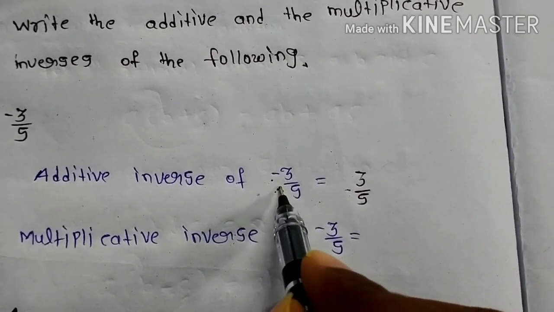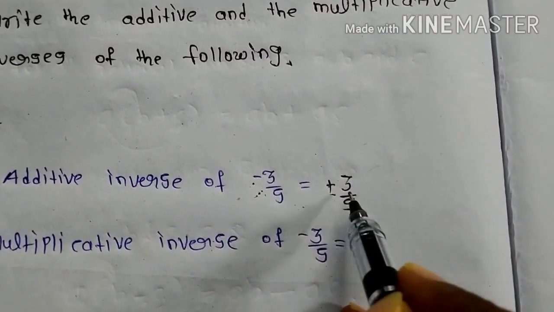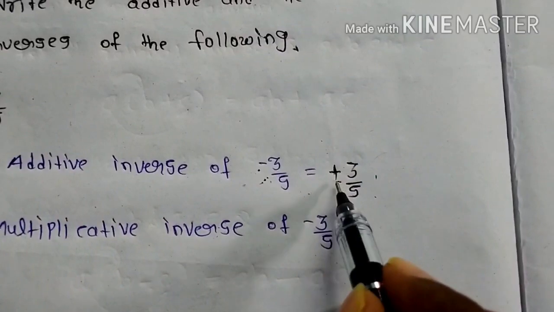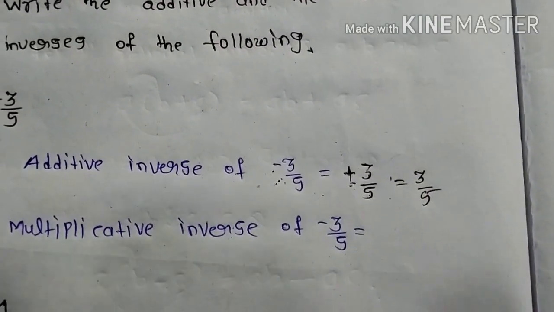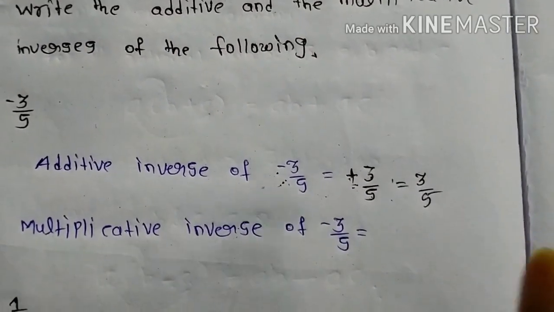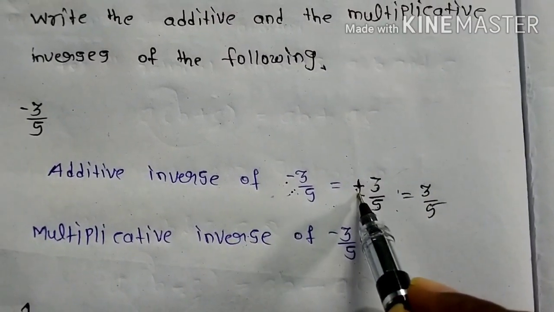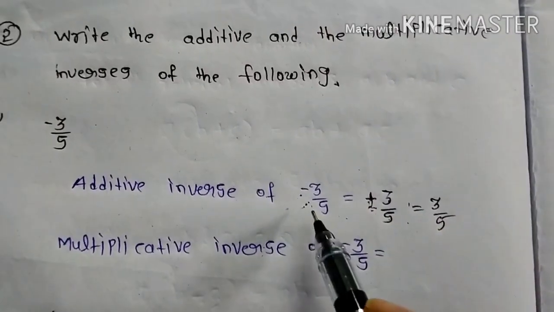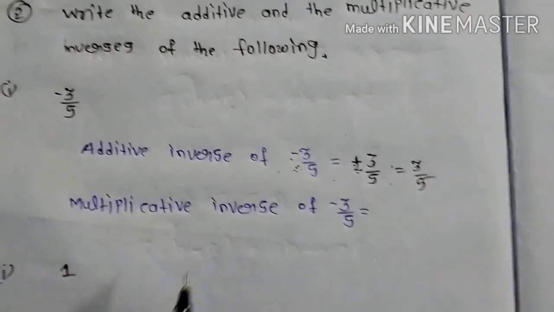So just change the opposite symbol. Minus symbol will become plus. That means your answer is plus 3 by 5. You need not mention plus 3 by 5; your answer is directly 3 by 5 only. Why? Because by default, each and every positive integer has a plus symbol, and you need not write it every time. That is why I am saying, if it is minus, change to plus. If it is plus, you can change to minus.